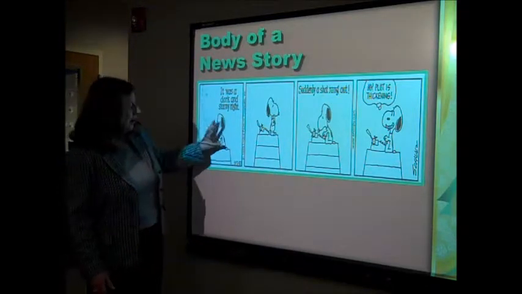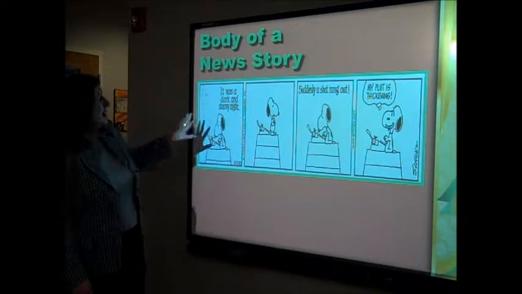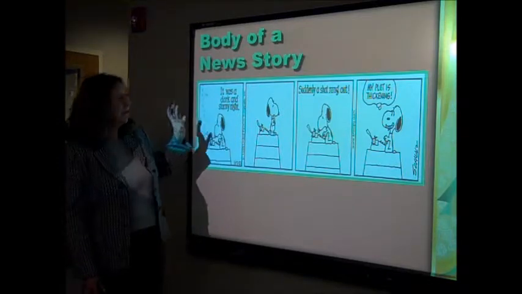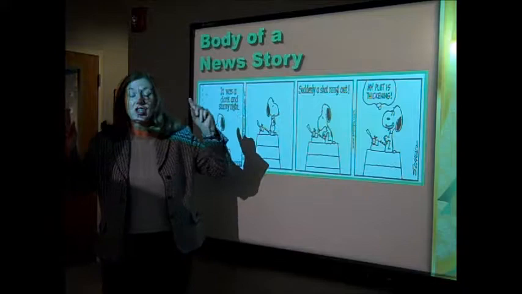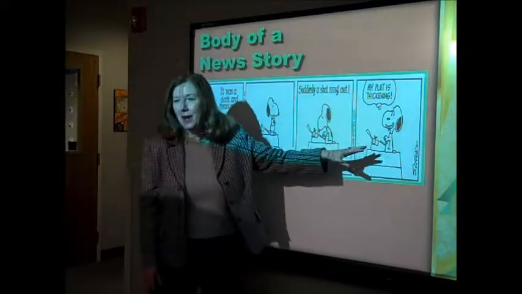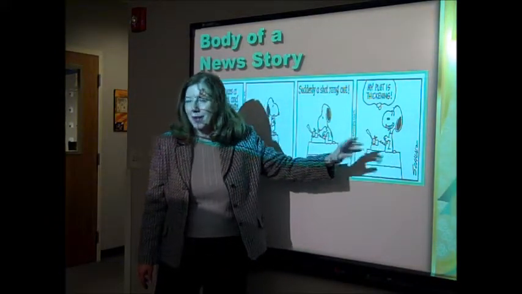Snoopy's up on his doghouse and he says, "It was a dark and stormy night." And he's thinking about it, and then he says, suddenly, a shot rang out, and he's just so proud of himself, and he says, the plot thickens.